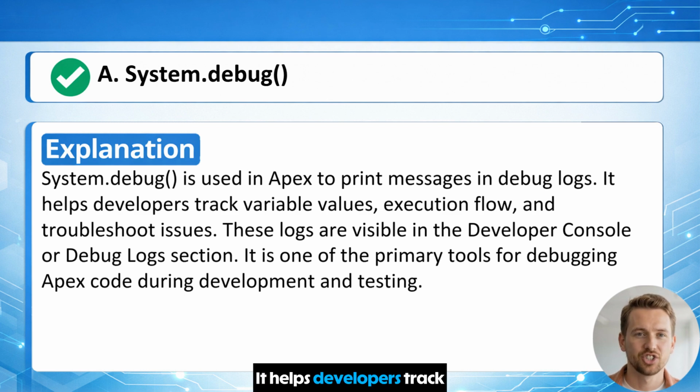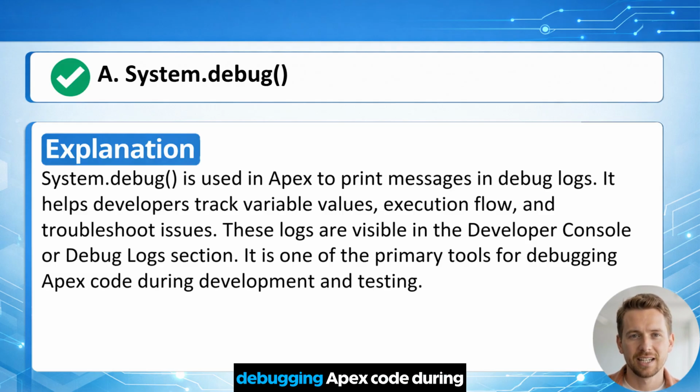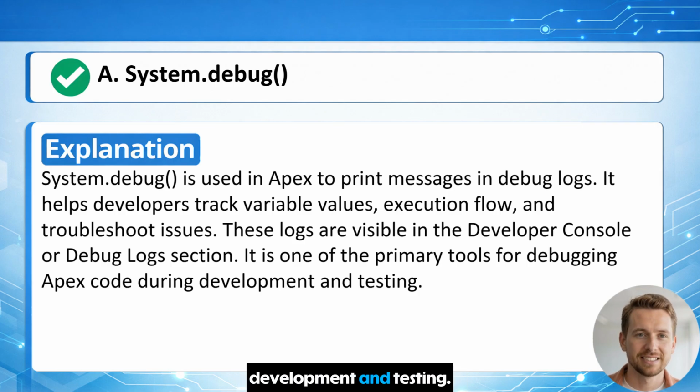It helps developers track variable values, execution flow, and troubleshoot issues. These logs are visible in the Developer Console or Debug Logs section. It is one of the primary tools for debugging Apex code during development and testing.